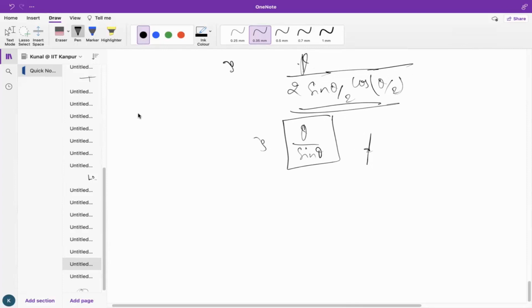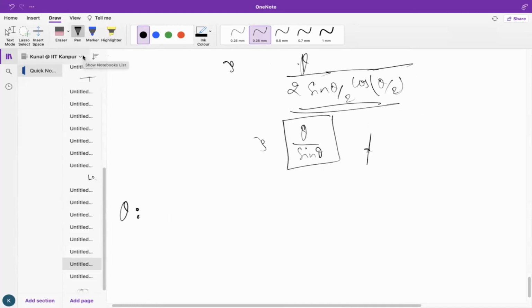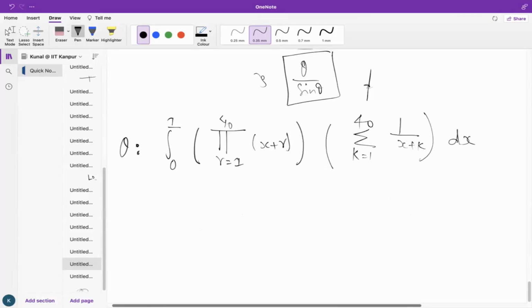So let me write the question here. Our question looks like we have to integrate from 0 to 1, the product for r equal to 1 to 40 of x plus r, times the summation for k equal to 1 to 40 of 1 by x plus k, dx. If a normal person looks at this problem and you tell him to solve this, what would he say? What is written in this? Do you understand the symbols, like what is it? If not, then let me explain first.